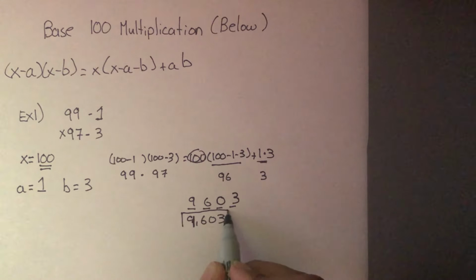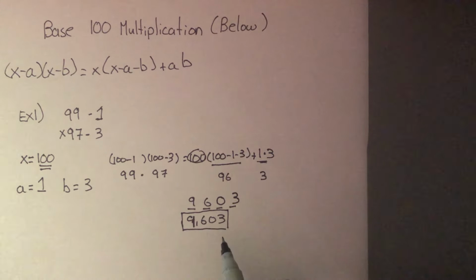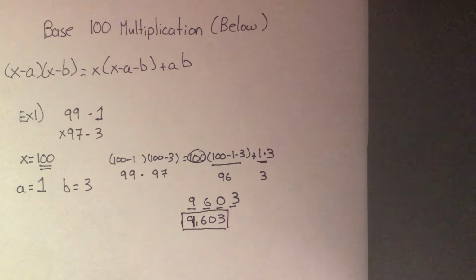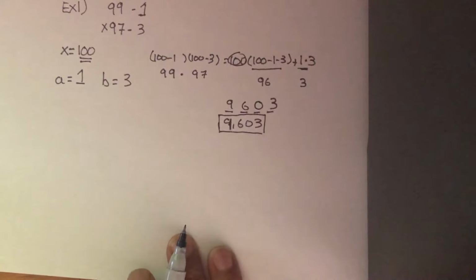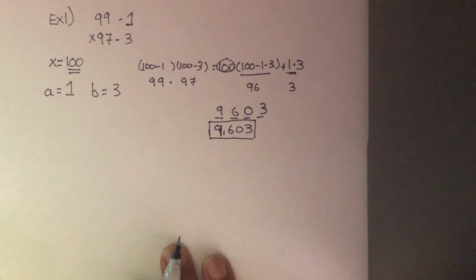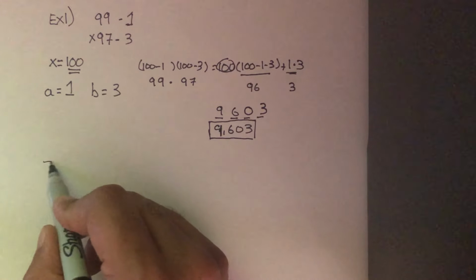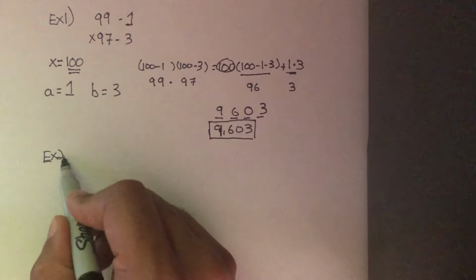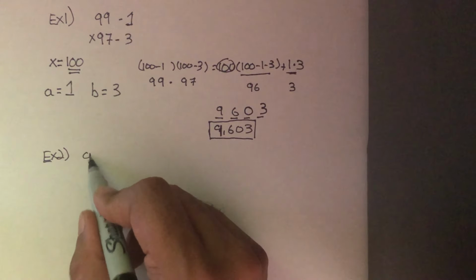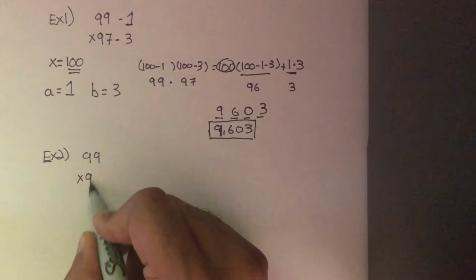Okay, that's a little theory behind it. And now let's just try to get the answer as efficiently as possible. Okay, I'll describe it in a procedural sense. Okay. So now we have example 2. What is 99? Let's do 99 times 98.